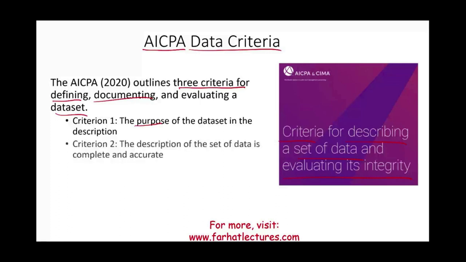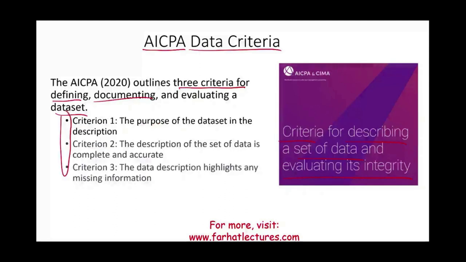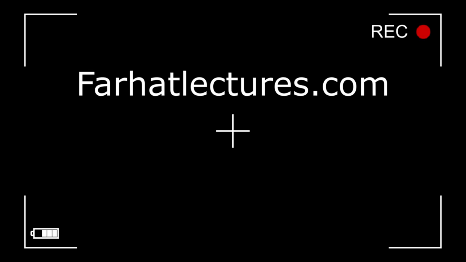Criteria two, the description of the set of data is complete and accurate, and we're going to see what criteria one, two, and three basically state, that the description highlights any missing information. So what the AICPA is saying is that for the data to be good data, it has to have those criteria.